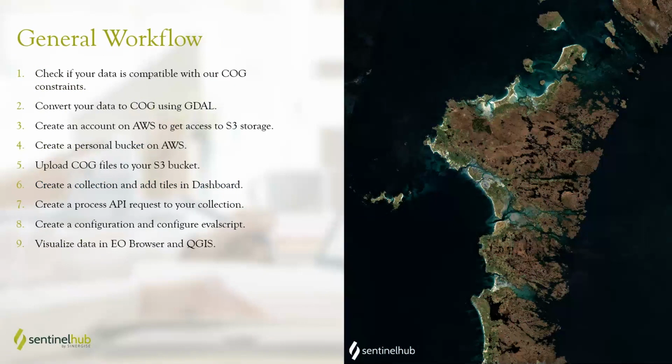So the general workflow that you have to go through to use this API is, first you need to check if your data is compatible with our COG constraints. Then you need to convert your data to COG using GDAL. Then you need to create an account on AWS to get access to S3 storage. You need to create a personal bucket on AWS. You also need to give it the correct policy. Then you need to upload your COG files to the bucket. And then you are finally ready to create a collection and add tiles.